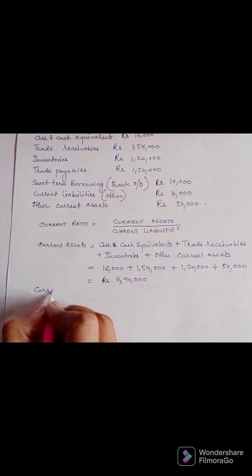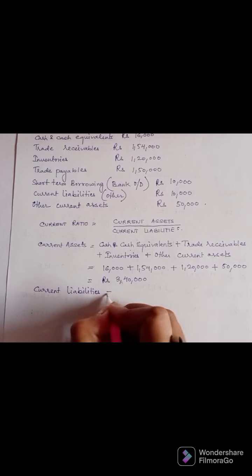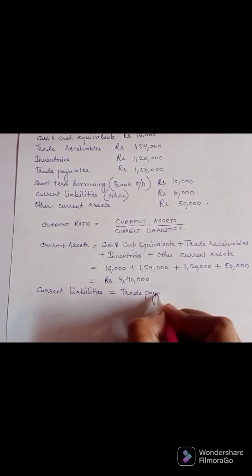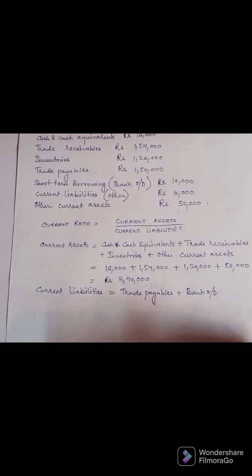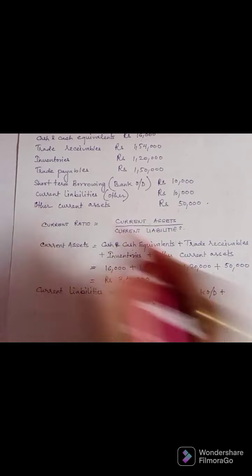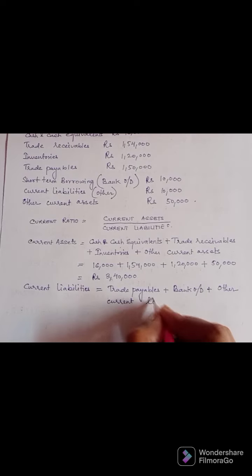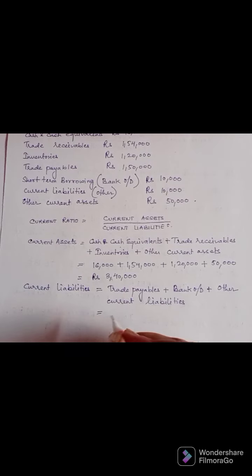Now we will calculate the current liabilities, equals trade payables. Same way, we will show everything and then we will put the figures. Trade payables plus short-term borrowing given as bank OD. So you can directly write bank OD or you can write short-term borrowing, the entire thing. That is up to you. Other current liabilities.